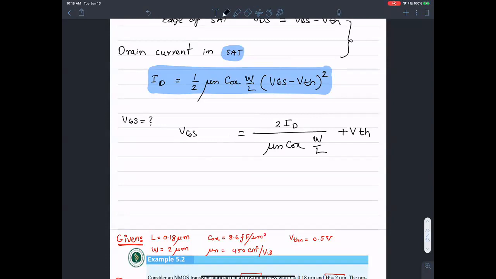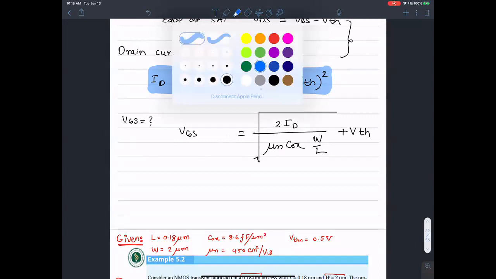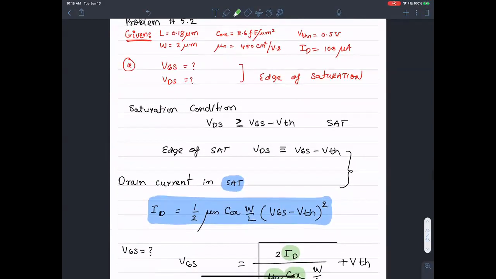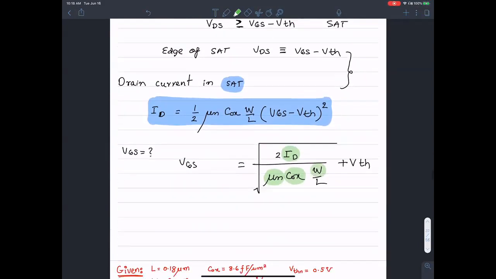Once we know the values, pay attention to the fact that we have all of these as knowns. ID is given to be 100 microamperes. Mu n is given to be 450 centimeters squared per volt second. C oxide is given to be 8.6 femtofarad per micrometer squared. W over L is given: width is given, length is given, and V threshold is given. Accounting for the proper units and plugging in the numbers.